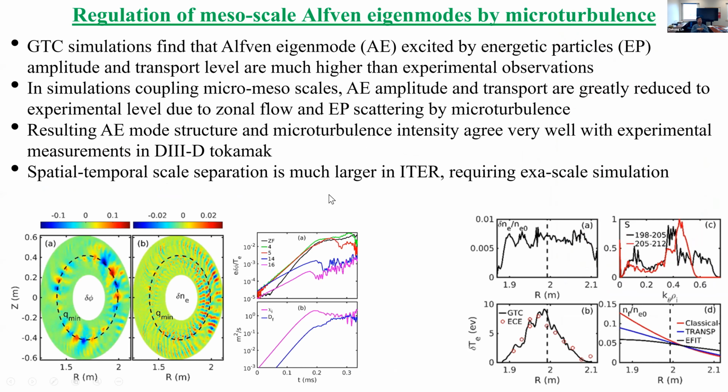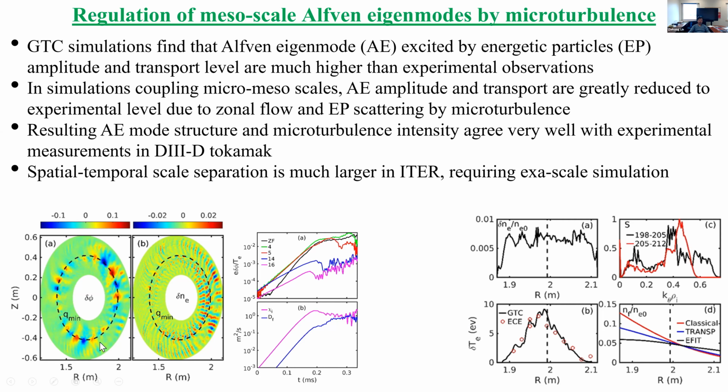An example of such cross-scale simulation is the regulation of mesoscale Alfvén eigenmode turbulence by microturbulence. Our GTC simulations first found that the Alfvén eigenmode excited by the energetic particles would have amplitude and transport level much higher than the experimental observation. However, in the simulations coupling micro and mesoscale, the Alfvén eigenmode amplitude and transport level are greatly reduced to the experimental level because of the zonal flow shearing and the EP scattering by the microturbulence. The resulting Alfvén eigenmode structure and microturbulent intensity agree very well with the experimental measurements in the DIII-D tokamak.